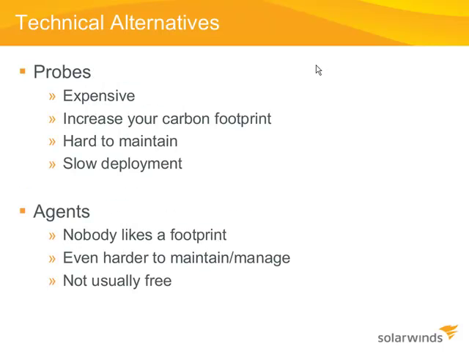Now, the alternatives here are you could deploy probes or agents. You could deploy physical appliances or probes out to your sites, but they're expensive. They consume more power and heating and cooling, and nobody wants to increase their carbon footprint these days. Yeah, the total cost of ownership of a probe is big. It has a big hit on you the day you buy it, and then you have to maintain it, and all it's doing, in a lot of cases, is what your router already could do for you.